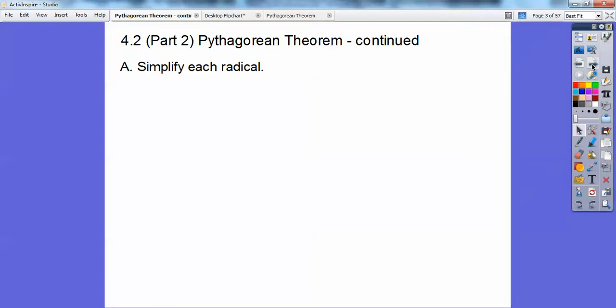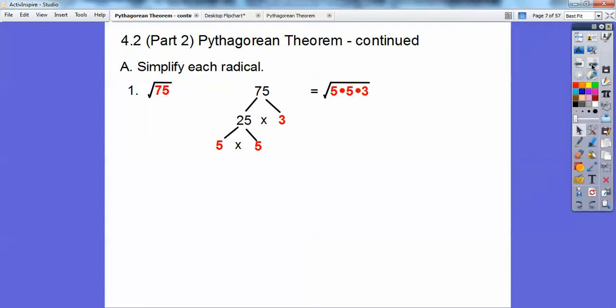Simplify each radical. Here we go. We have the square root of 75. Remember in the last lesson, we got the prime factorization, the factor tree. 75 breaks down to 25 times 3. And if I could, I would circle that 3 because 3 is prime. Then this 25 will break down to 5 times 5. So 75 becomes 5 times 5 times 3, and there it is, prime factorized.